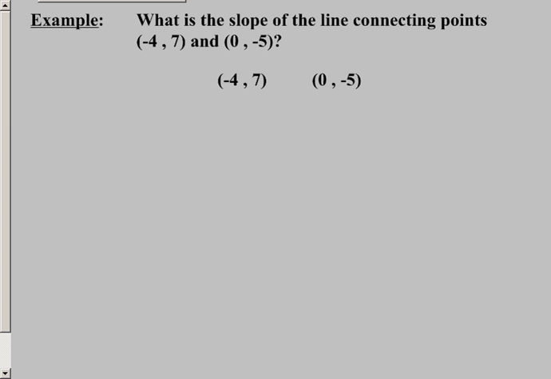Okay, same strategies. Take your 2 points and label them. One point is going to live at x1, y1. One point is going to live at x2, y2. And it does not matter which one is point 1 and which one is point 2. We are finding the slope value, so we're going to write down our formula. m equals y2 minus y1 over x2 minus x1.